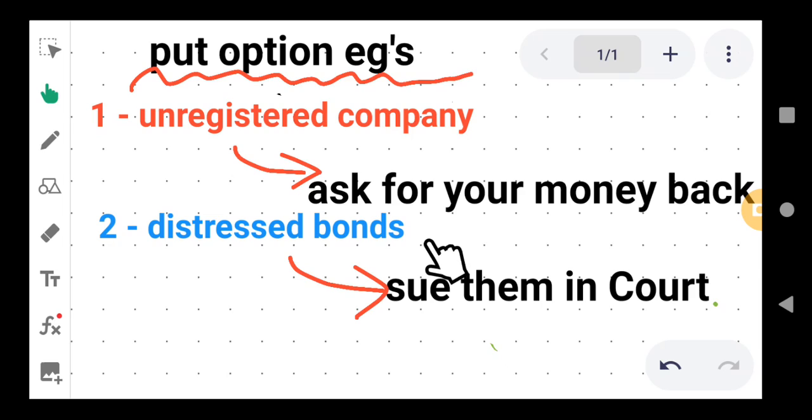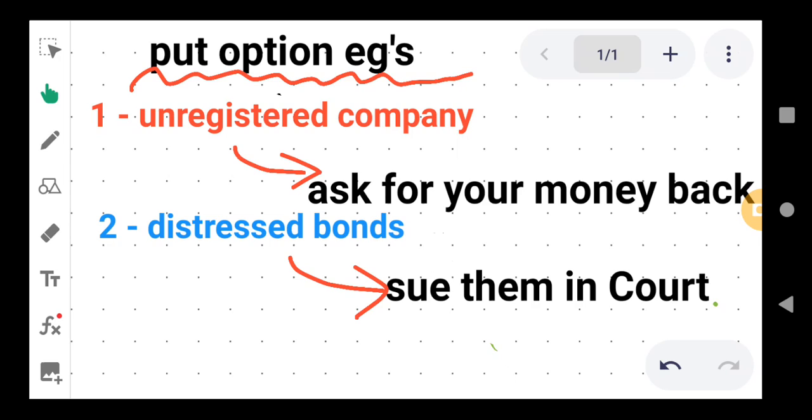But in the second case, this is where you actively seek an investment with a put option. I'm talking about distressed bonds, yeah. So let's say, for example, for the moment, Credit Suisse is in a lot of trouble, and people are speculating that Credit Suisse may go bankrupt, yeah.